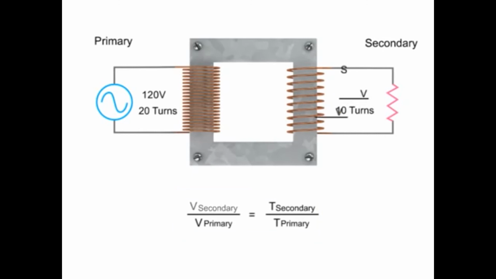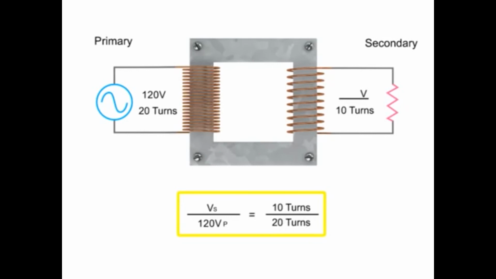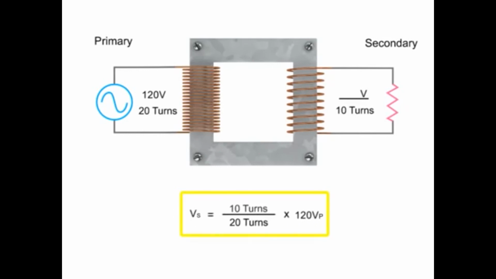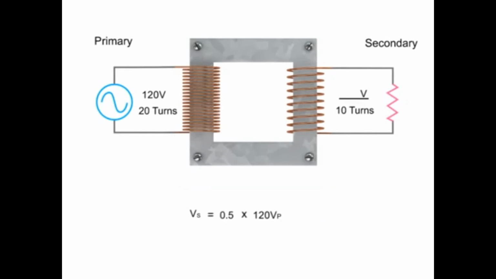To calculate the secondary voltage, we divide 10 by 20 and then multiply it by 120, where 10 is the number of turns in the primary coil, 20 is the number of turns in the secondary coil, while 120 is the voltage in the primary coil. In the end, we will find out that V secondary is 60 volts.